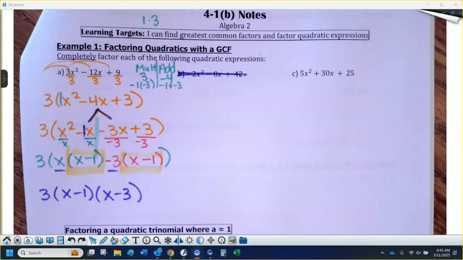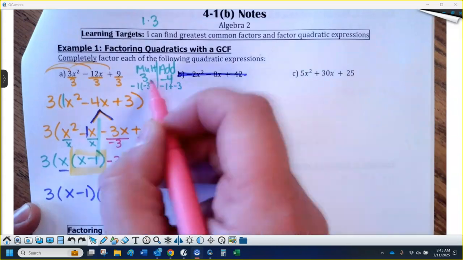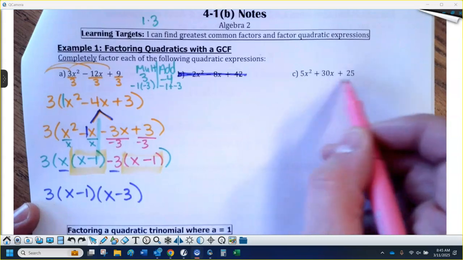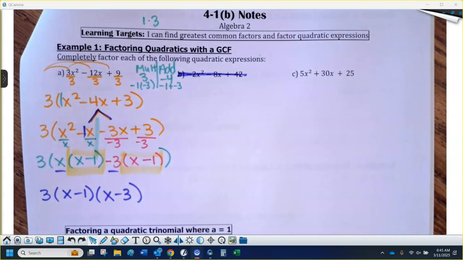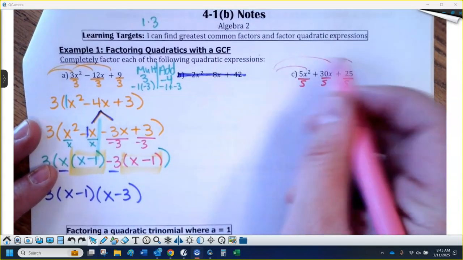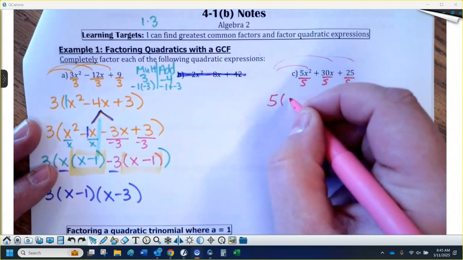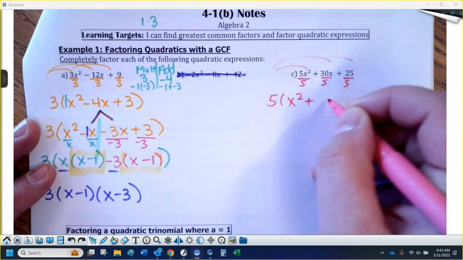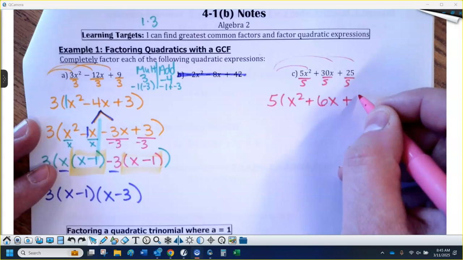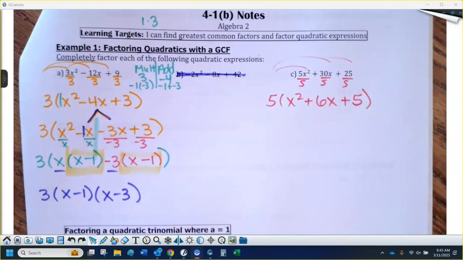Let me do one more with you, and then I'm going to show you a little trick for this. Okay, these guys, I'm going to skip the one in the middle just for some space. So before I start to factor, just look at all the terms and see if they have anything in common. So do 5, 30, and 25 have anything in common that they could all be divided by? 5. Okay, so let's take a 5 out in front. All right, so this is really 5 times x squared, 30 divided by 5, that would make that middle term 6x, and then 25 divided by 5 is 5.